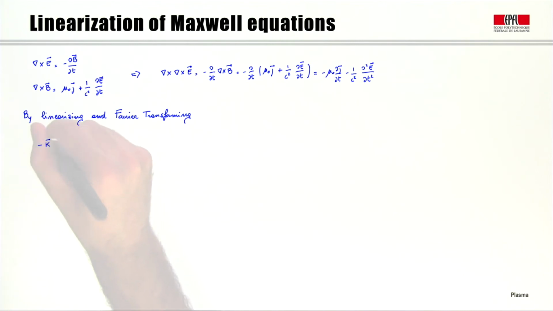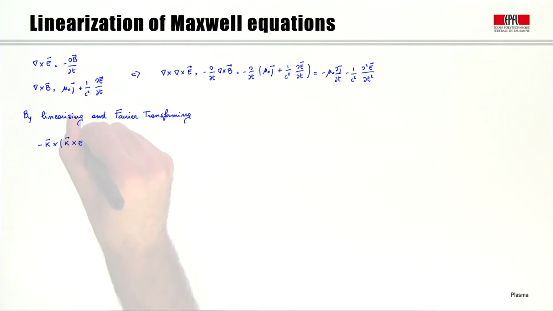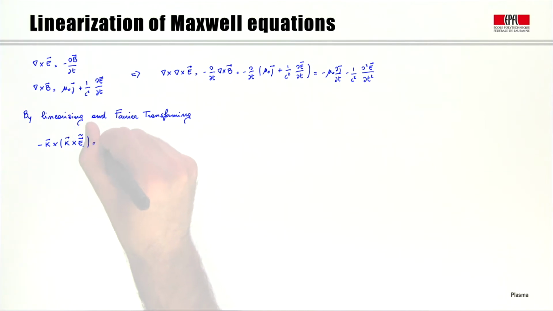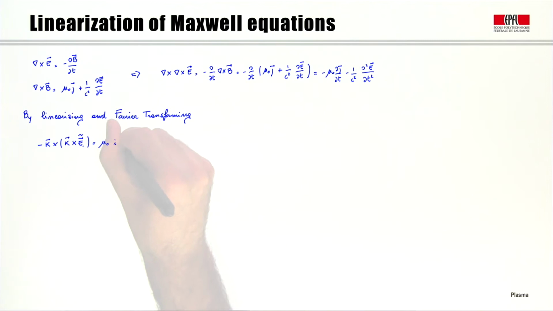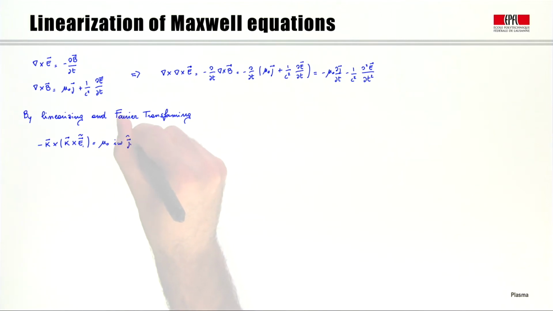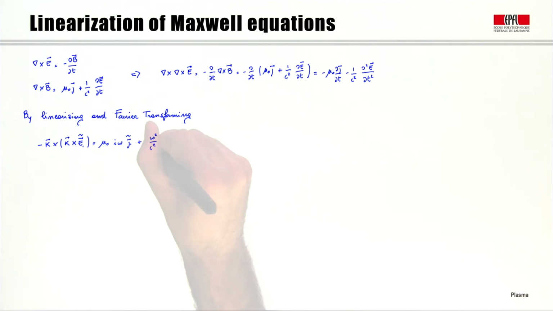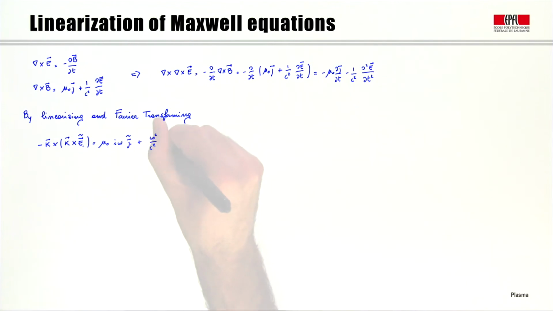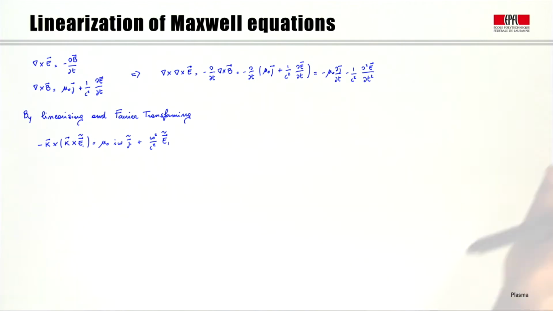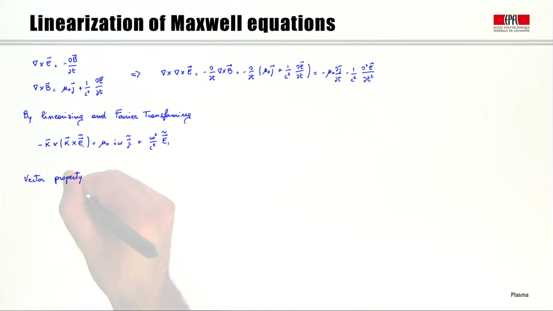minus k cross k cross E1 is equal to mu 0 i omega j1 plus omega squared over c squared E1, where d over dt has become minus i omega. Now here we have an ugly beast, the k cross k cross E. Actually, this expression can be simplified by using vector properties that I will remind in a few seconds.